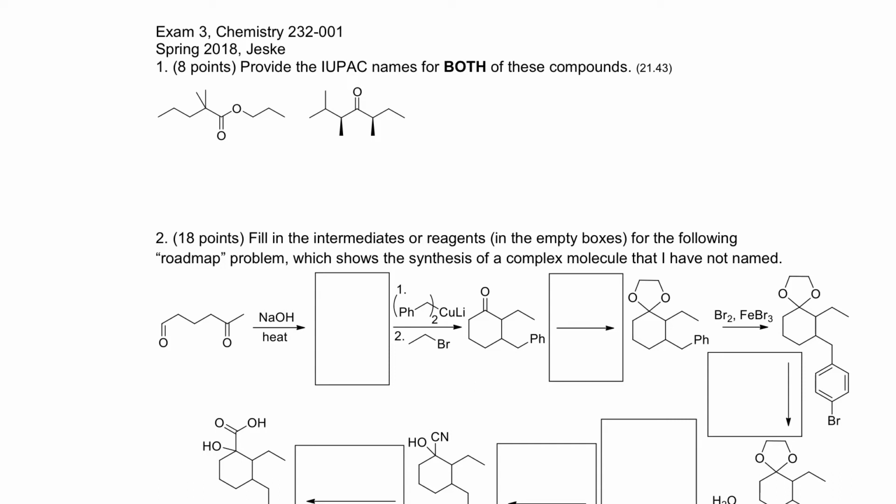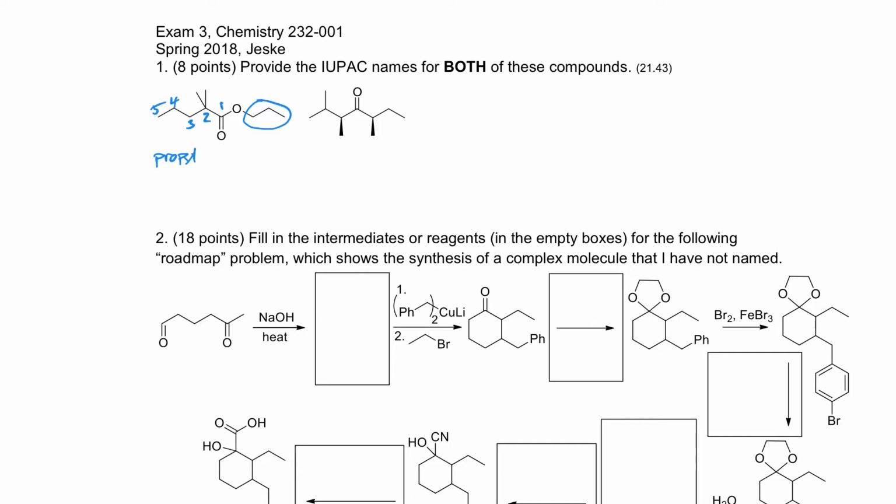Here's the key for exam 3. First question asks us to name both of these molecules. This is an ester, so that means this carbon is defined as number 1. And we number away from the OR group, and we name the R group as a substituent, so it's propyl.